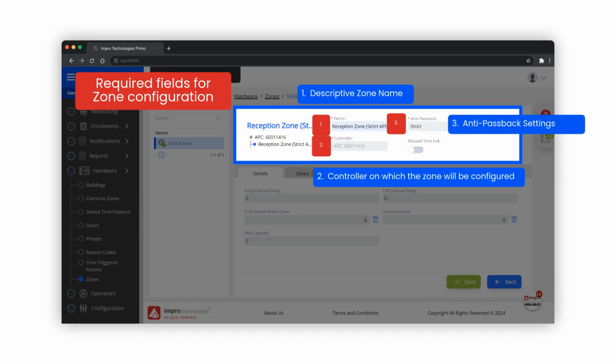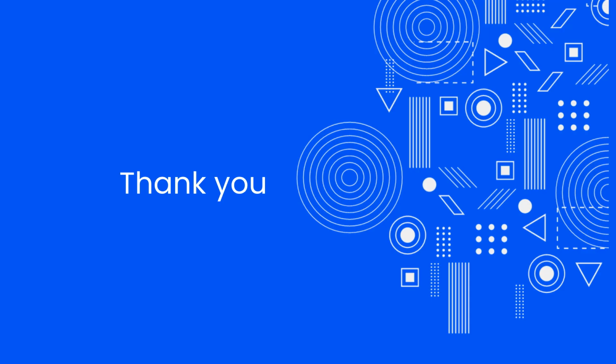When configuring a zone, take note of the required fields: the zone name, controller on which the zone will be configured, and APB settings. The guide covered configuring essential zone configuration settings.